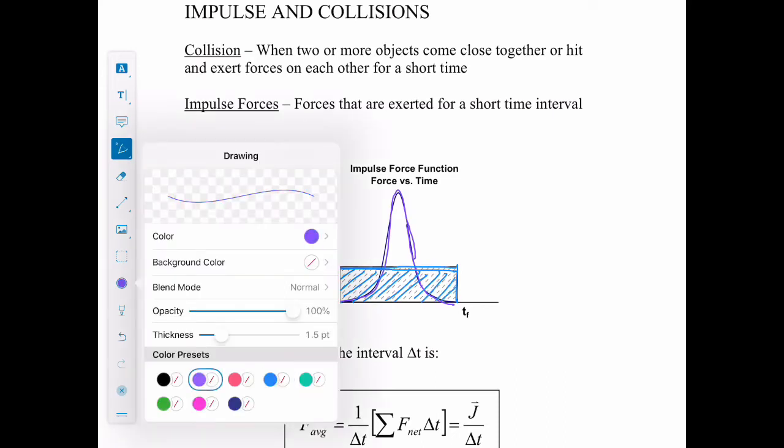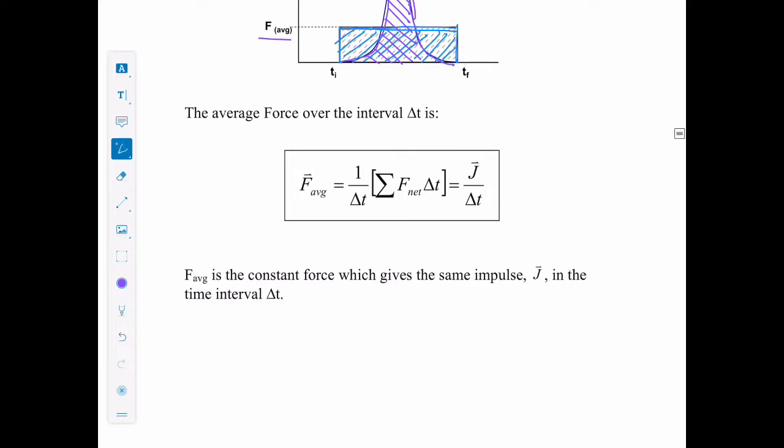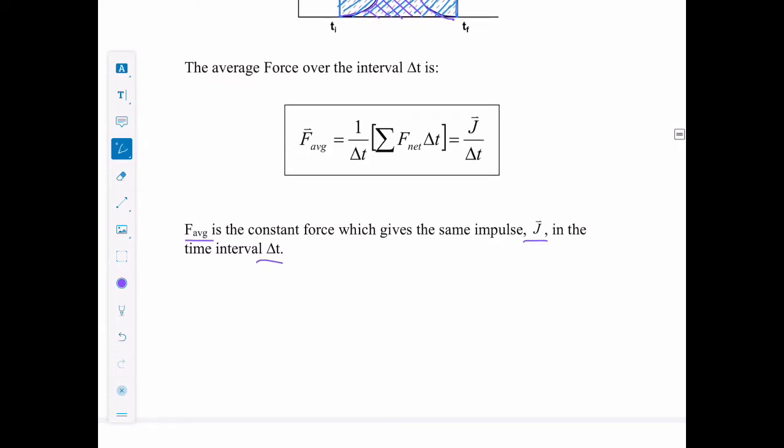So there's the same change in momentum in these two, but instead of saying, okay, we get all the way up to whatever this max force is, we're not going to worry about that. We're just going to say, let's talk about the average force. So F average is the constant force, which gives the same impulse J in the same interval delta T. We're just going to go with average forces. Whatever the force is the whole way, what's the average of it?